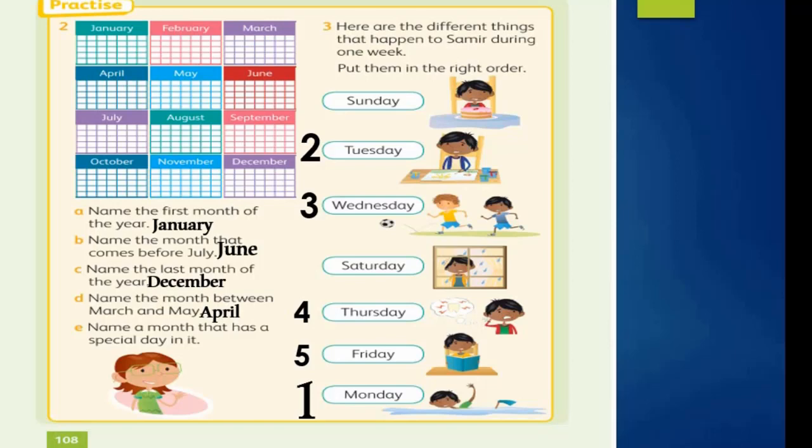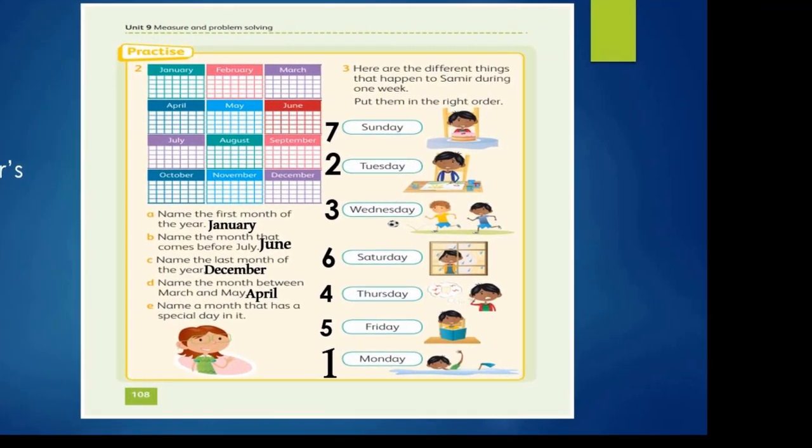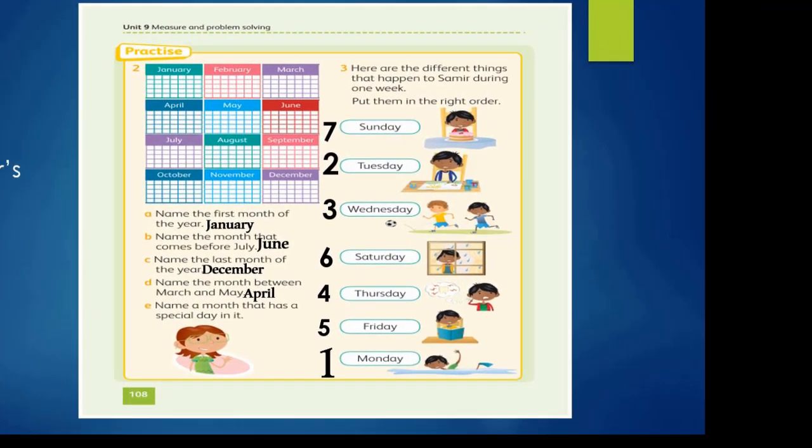Then, what is after Thursday? Friday. Great job, guys. We will write number 5 next to Friday. Then, what is coming after Friday? Saturday. Great. We will write number 6 next to Saturday. Then, what is coming after Saturday? Sunday. Great job. We will write number 7 next to Sunday.